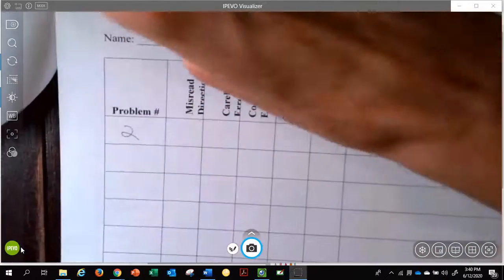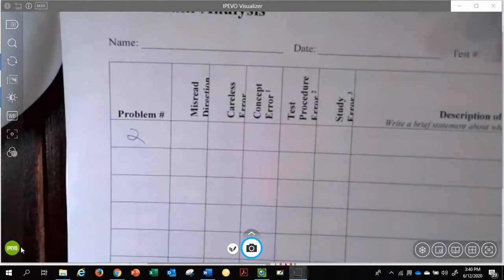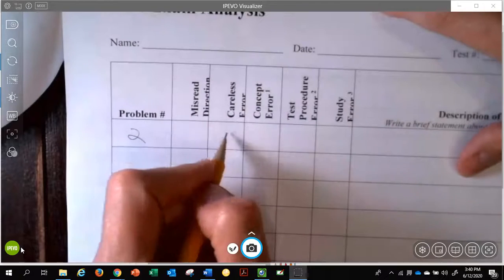Was it a careless error? The concept error. Did I not even know? I mean, I thought I knew how to do the concept, but I messed up on a piece of it. Or was it a test process error? Maybe the directions said do it to the nearest 10th, and I did it to the nearest 100th. A study error. Did I just flat out study it wrong? So whatever it might be, on problem 2, I'm going to say it was a careless error.